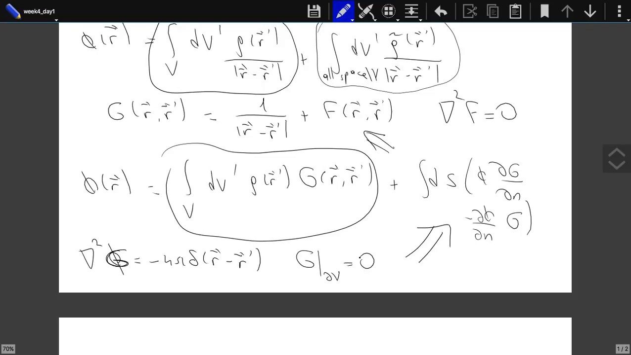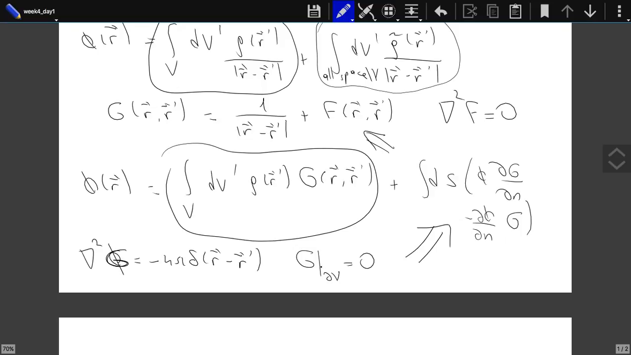Because if we find such a G, then assuming that, of course, we know the value of our potential at the boundary, it can be as complicated as you want. In the example, it was just two hemispheres at different potentials, but it can be as complicated as you want. There are no limitations over there. To solve that problem, it's enough to solve this problem.